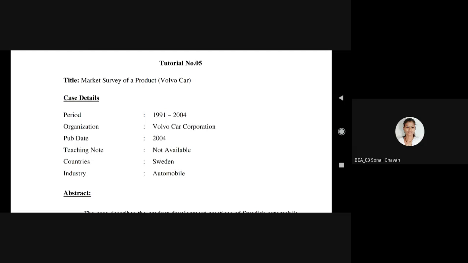Because suppose at the start of your industry, before you set your goal, you have to take the market survey. What is the market expecting? If there will be demand from the market, definitely your product will be sold in the market, or whatever the demand will be, it will increase.